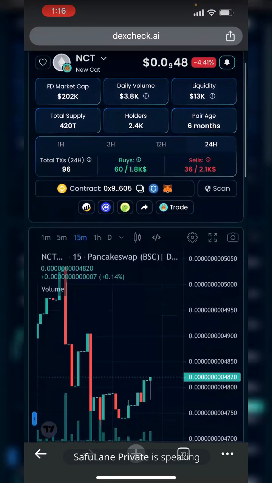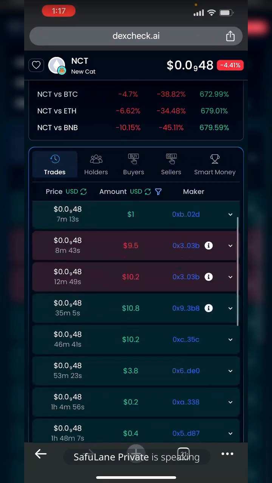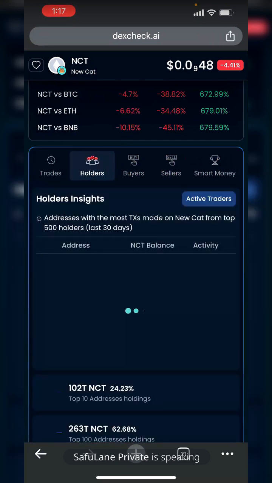So what I want to do straight away is check some other information which is crucial to the way I want to invest. So now I want to check the holders. Who are the people holding this token? You can see this is giving me more analysis.